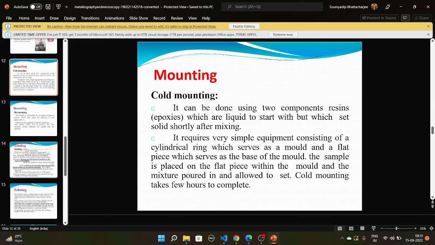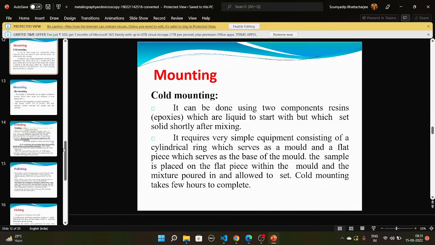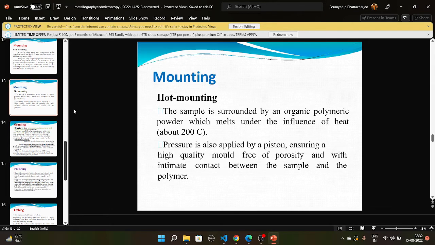I think in our case it will consist of cylindrical rings, also the mold flat pieces, where the mixture is poured in and allowed to set. I don't think cold mounting will be there in your case. I think hot mounting will be there. This is the thing you will do.